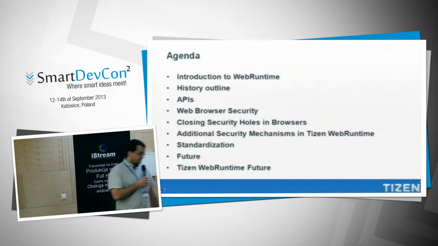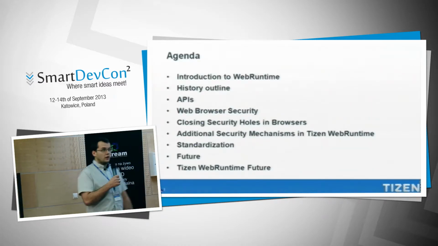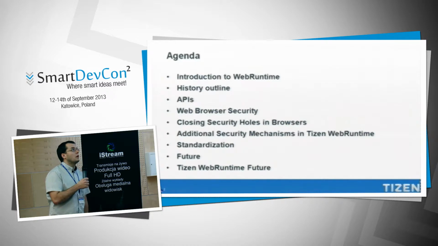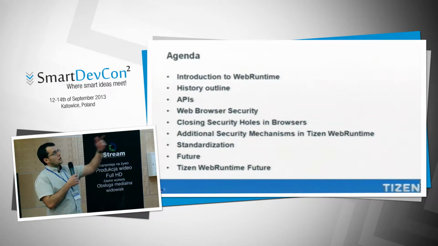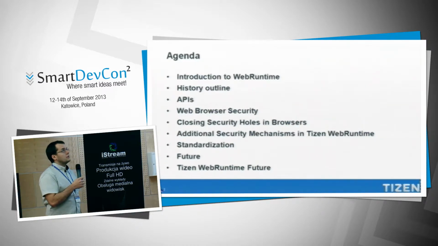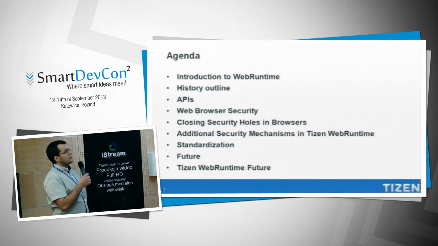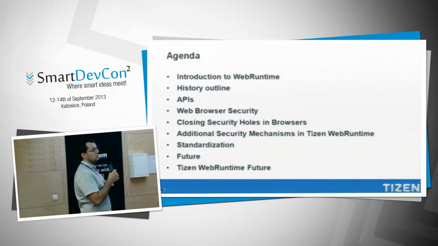Here's the agenda. First, I'm going to introduce you to the idea of a Web Runtime. I'm going to give a brief history outline, tell you about APIs, and then a few things about browser security and how we add additional mechanisms to it. Then I'm going to briefly talk about the standardization around Web Runtimes and how I see the future of Web Runtimes and especially the Tizen Web Runtime.